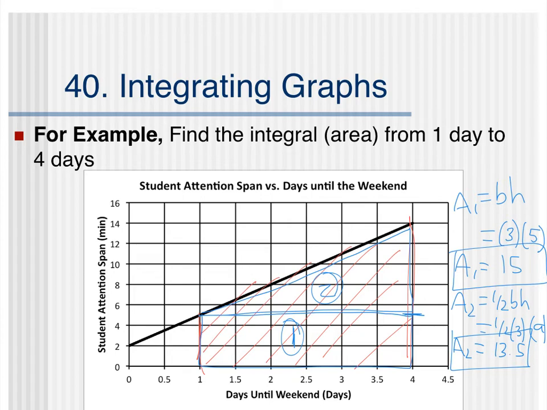So my total area here, I'm going to just bring both of these up here. When I add them together, it is 28.5. And the units are going to be the units of the x-axis times the units of the y-axis, which is going to give me 28.5 minute days.